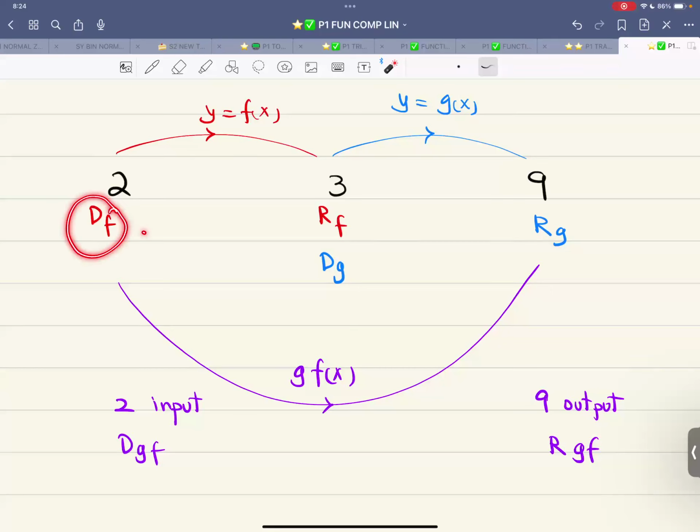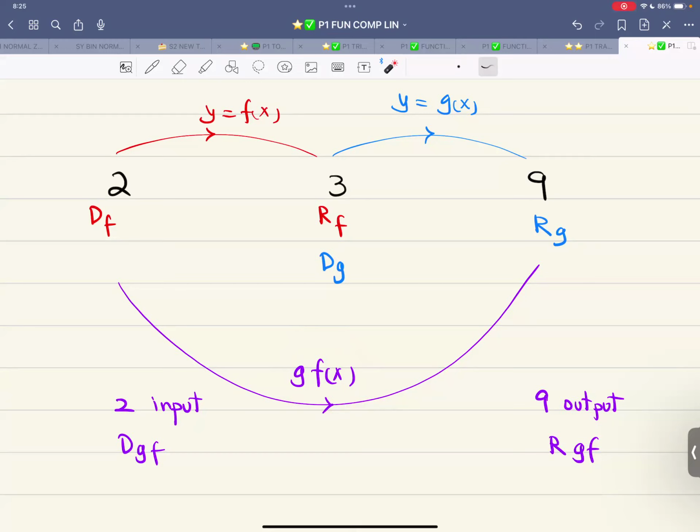The domain of f is also the domain of gf. The range of g is also the range of gf. And in order for this function to exist, and this is something that we'll focus on much more deeply later on, the range of f should be less than or equal to, it should be a subset. I'm using this terminology. Range of f should be the same thing for right now as domain of g. If this is not the case, the composite function gf will not exist.